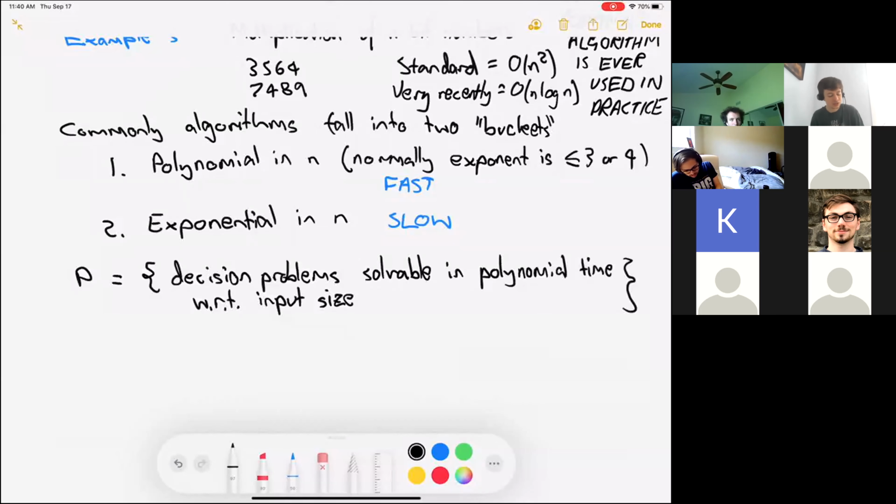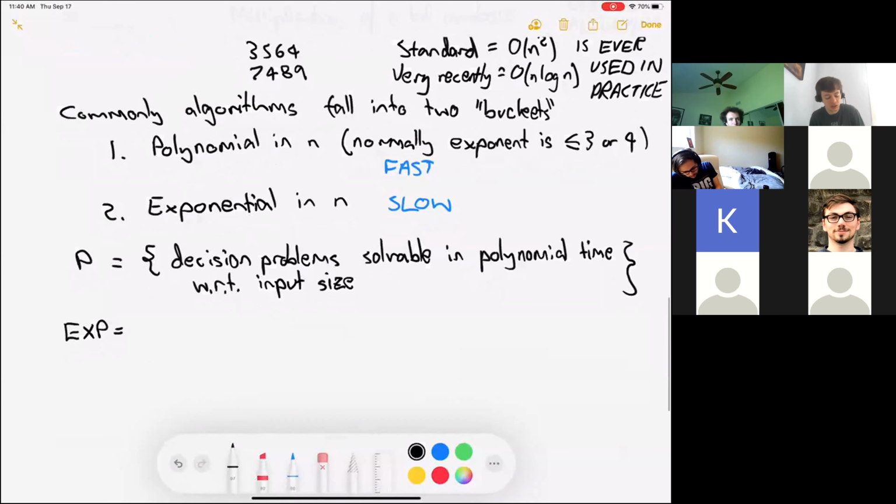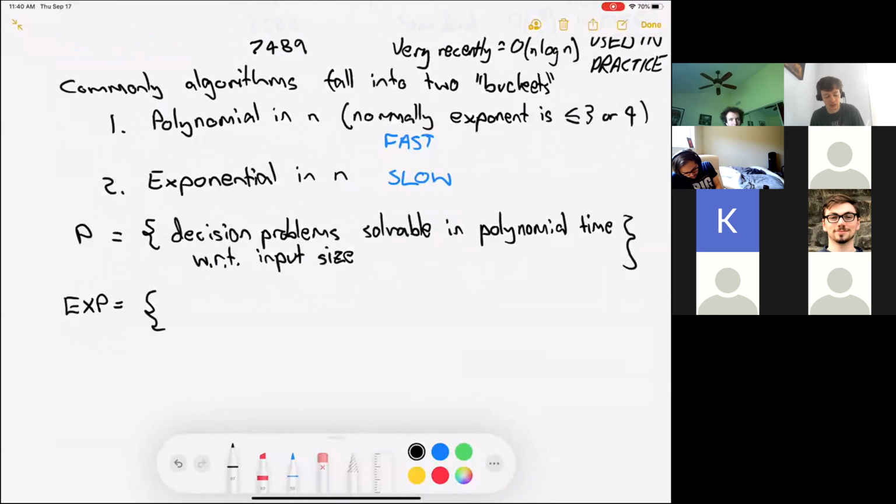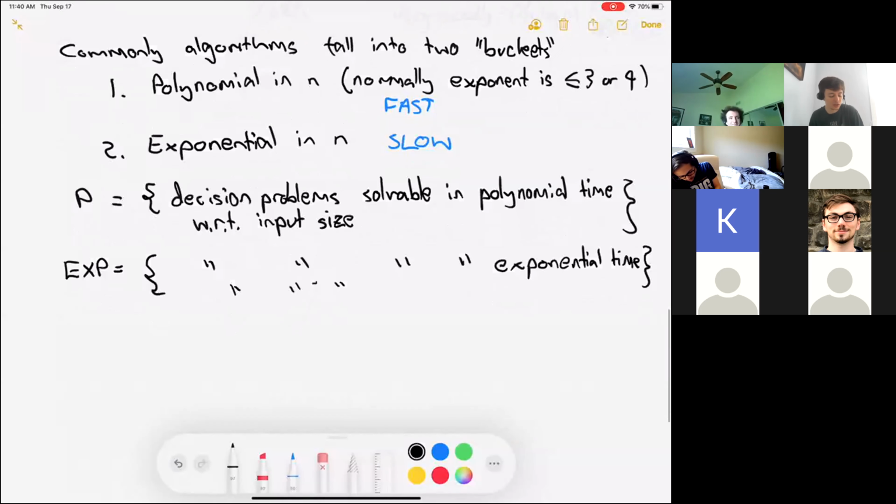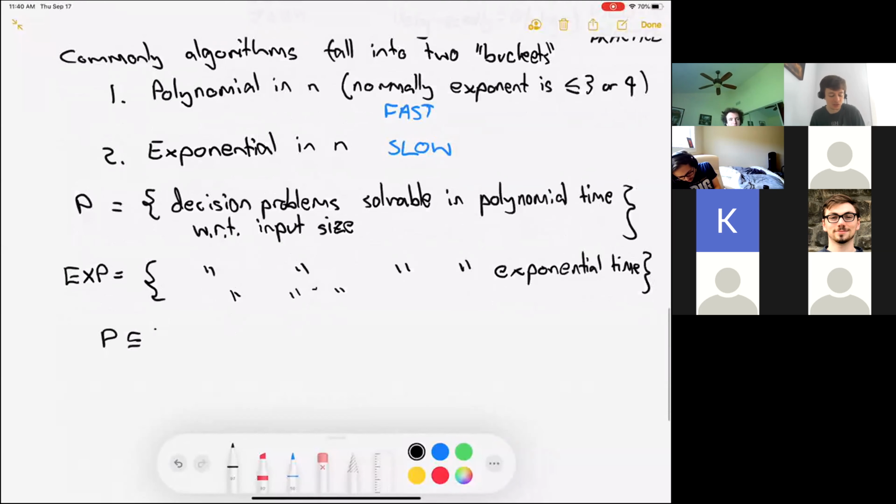Okay, and similarly, there's a complexity class called EXP, which is larger and contains everything in P and a lot more. This is decision problems solvable in exponential time. Okay, so it should be obvious that everything in P is also in EXP.